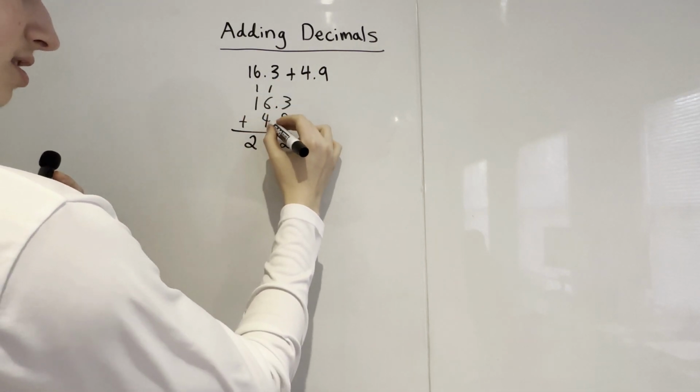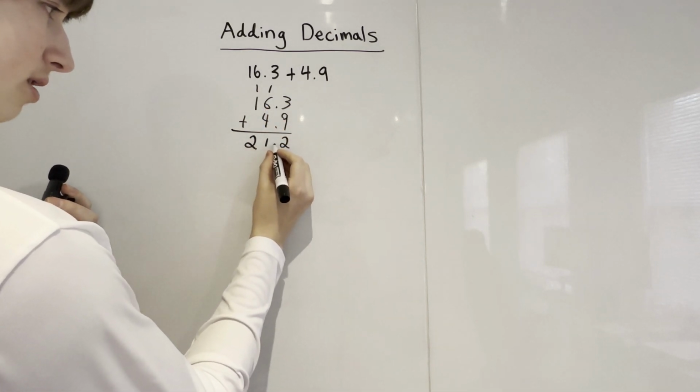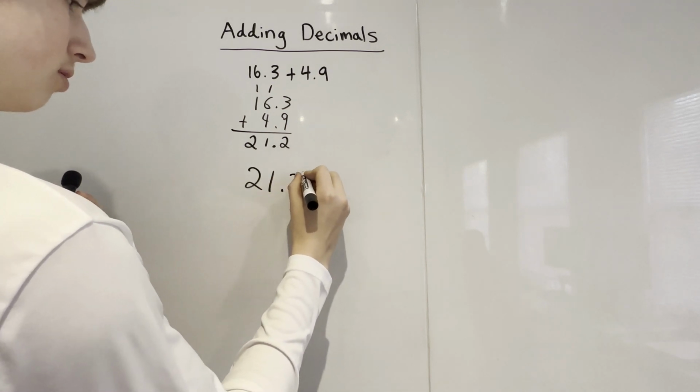Now, since these two decimal points are aligned, we have to just drop them down right here, and our answer is 21.2.